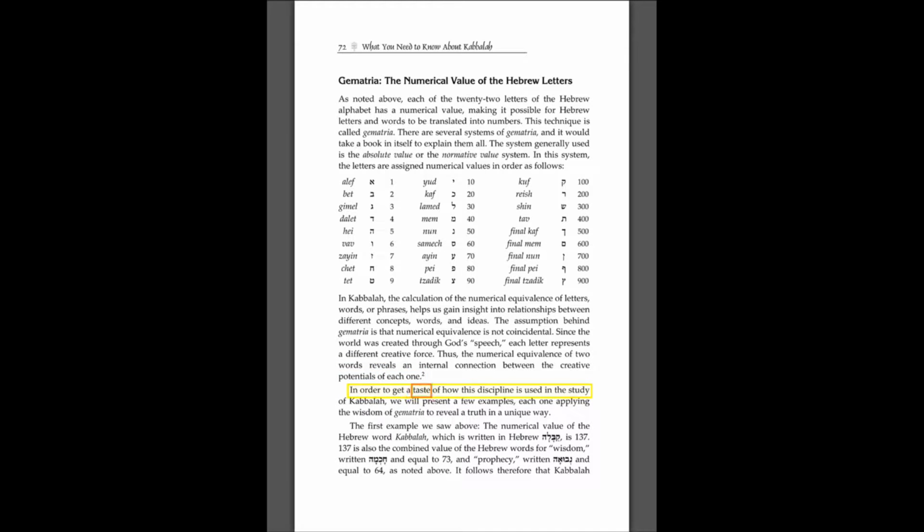In order to get a taste of how this discipline is used in the study of Kabbalah, we will present a few examples, each one applying the wisdom of Gematria to reveal a truth in a unique way. The first example we saw above: the numerical value of the Hebrew word Kabbalah is 137. 137 is also the combined value of the Hebrew words for wisdom, equal to 73, and prophecy, equal to 64, as noted above.